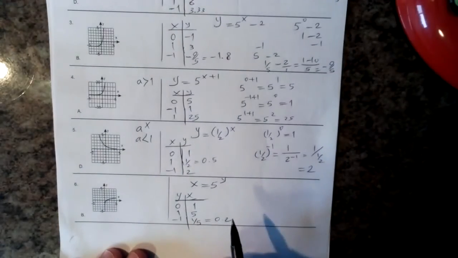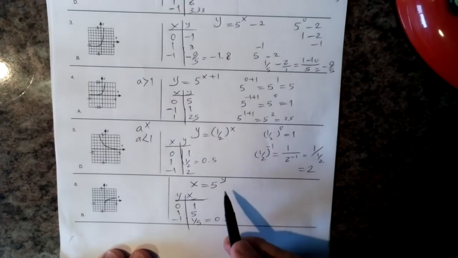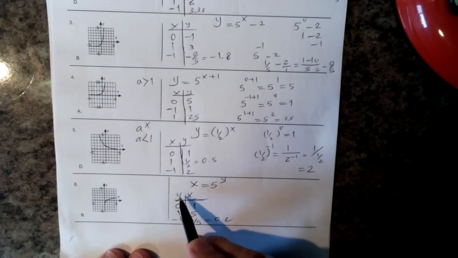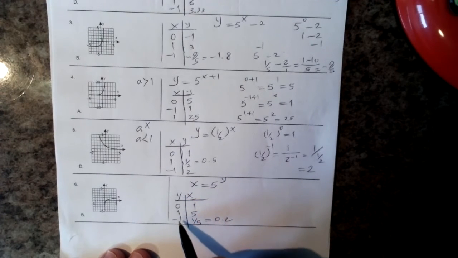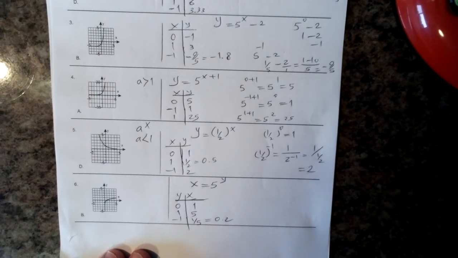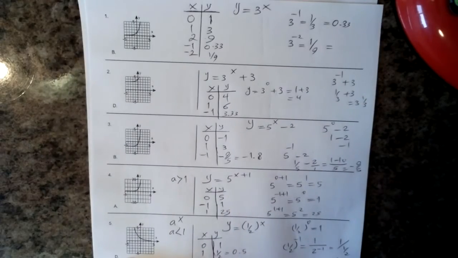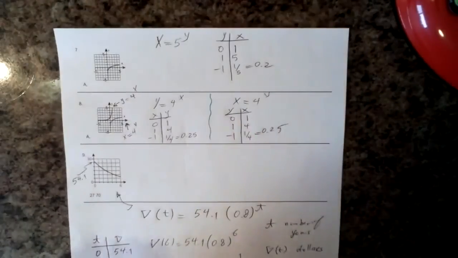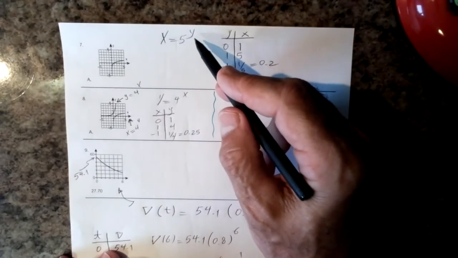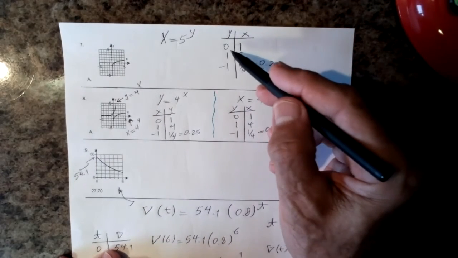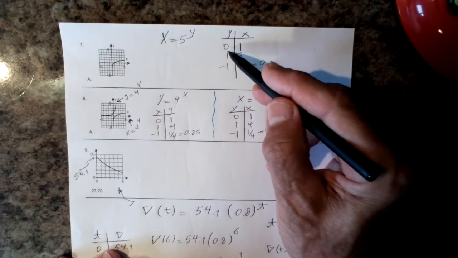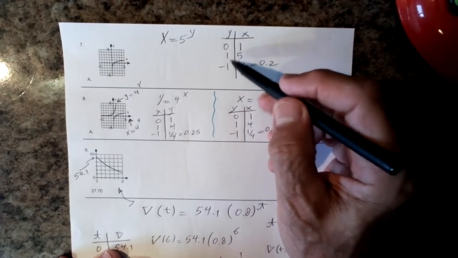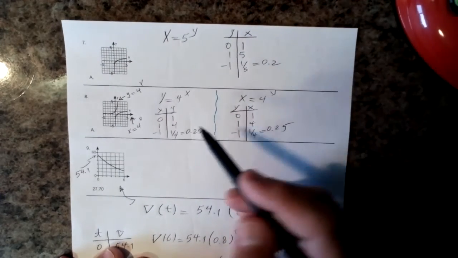Now, this is a case where your first variable is y. Well, what you could do is the first column could be y. You start with y, you put some numbers for y, and then you find the x. So you could look at all this graph. See again, this one is 5 to the power of y. When you draw the table, start plugging in numbers for y first. Then you find the x.